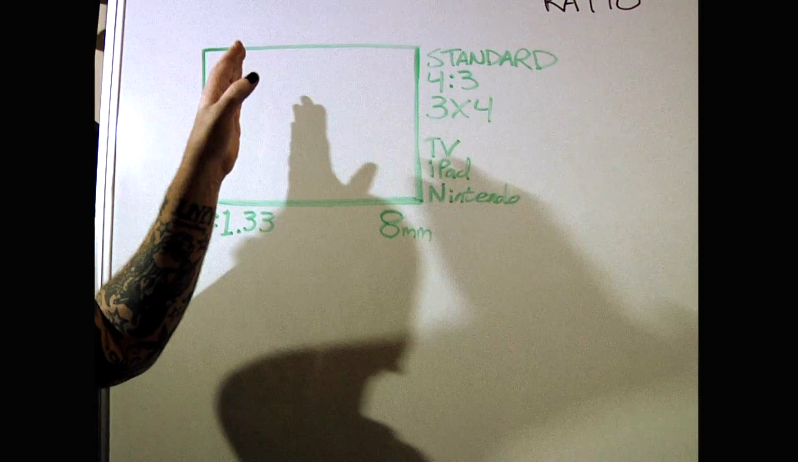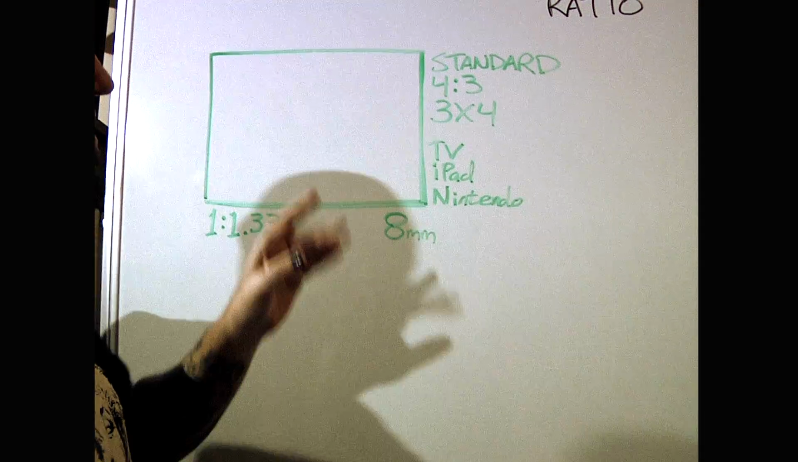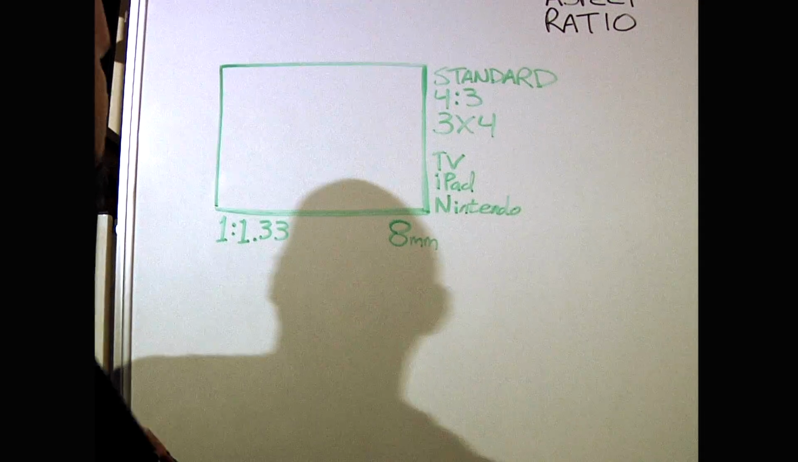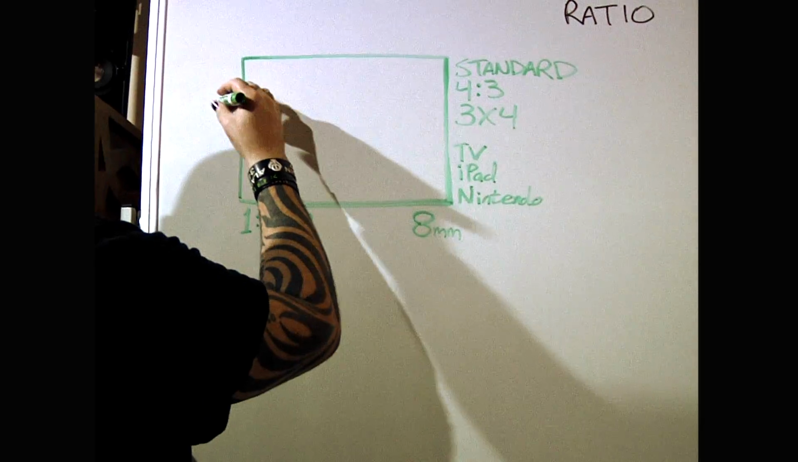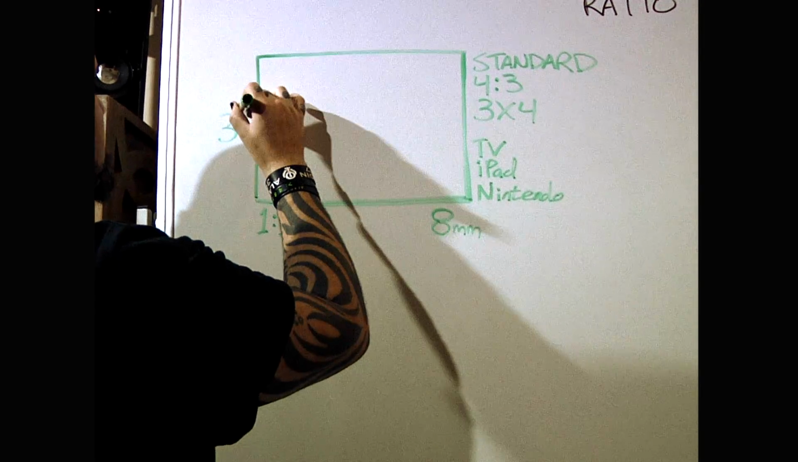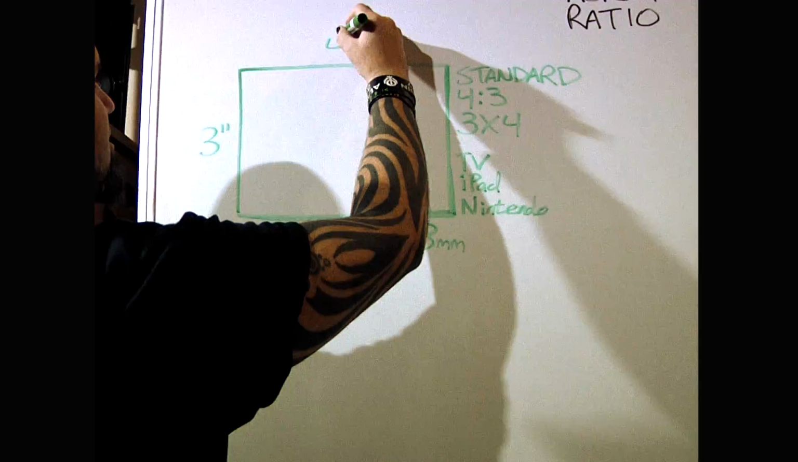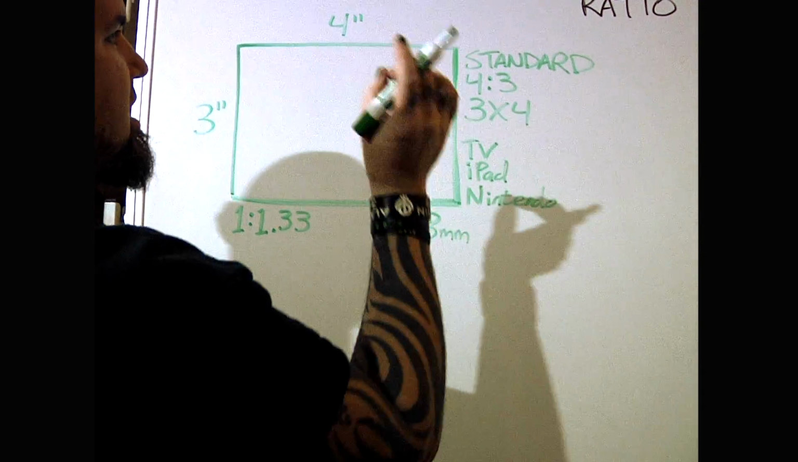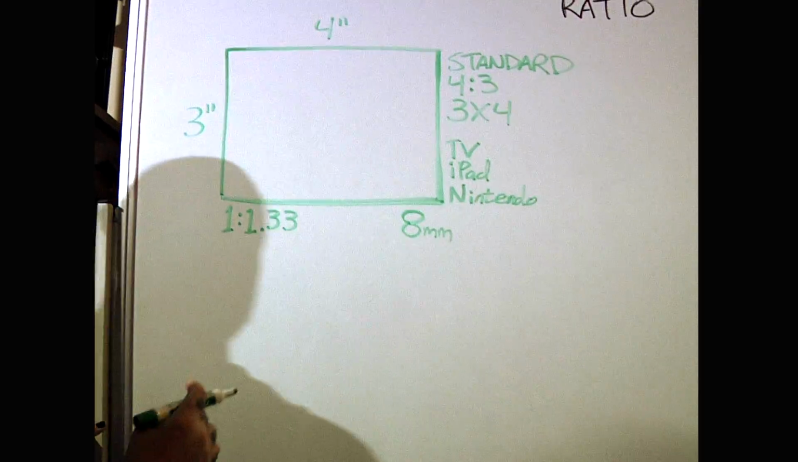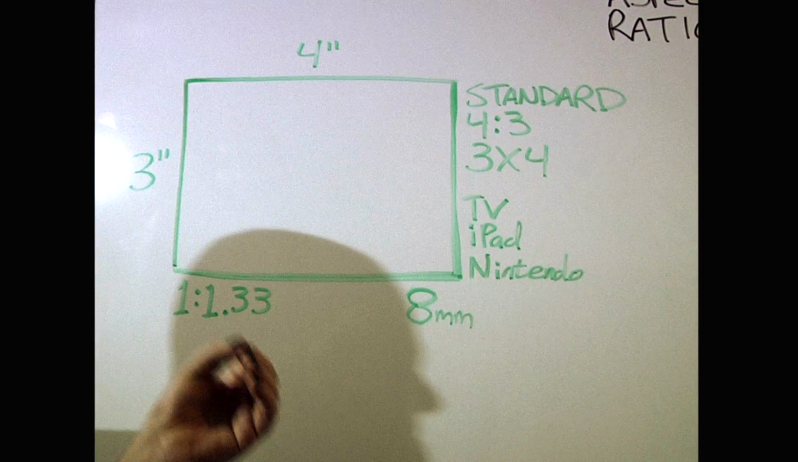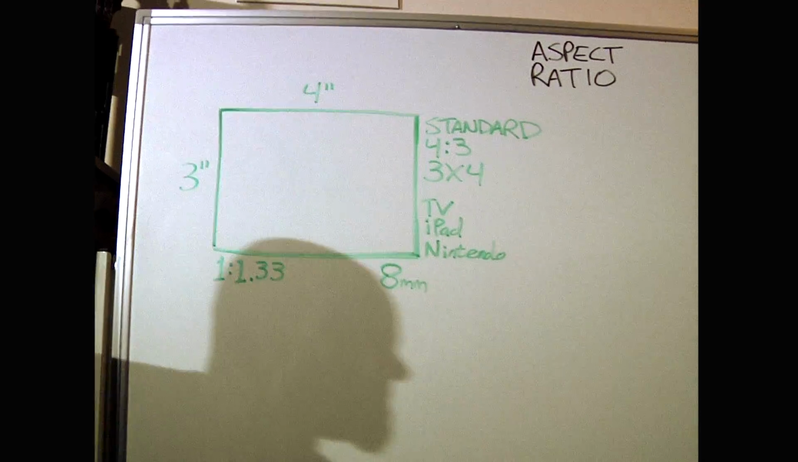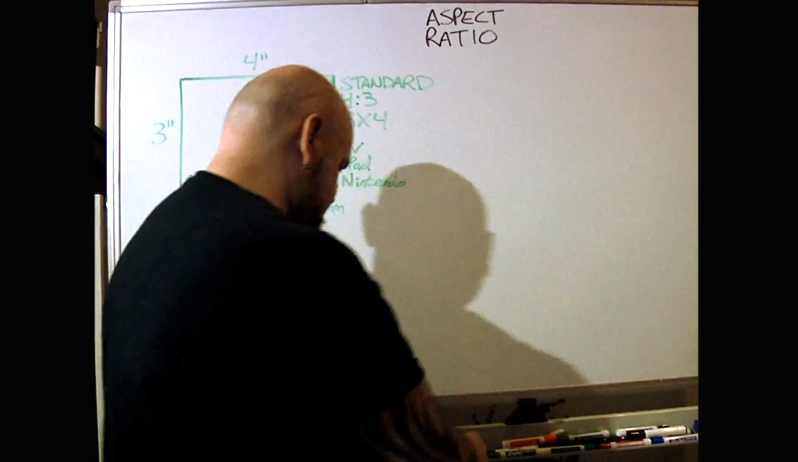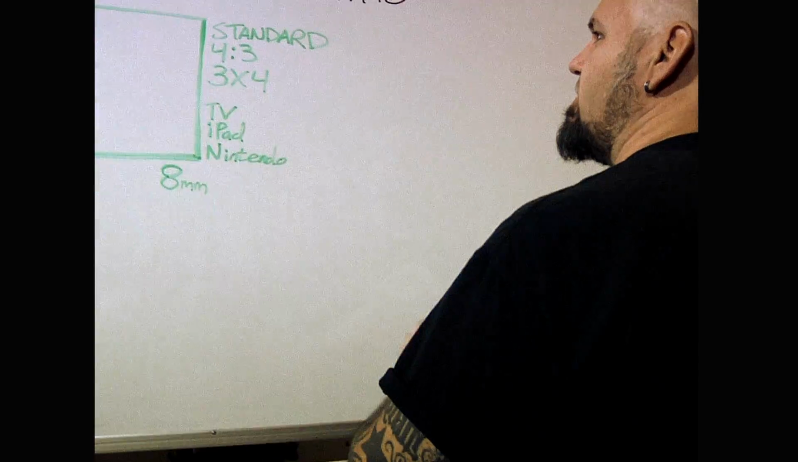So if you ever wanted to create your own storyboard templates using this aspect ratio, very easy. All you have to do is make them 3 inches tall by 4 inches wide, and that will give you standard aspect ratio. We call it standard because this is standard def, and that's the first aspect ratio. Next up, looks a little something like this.